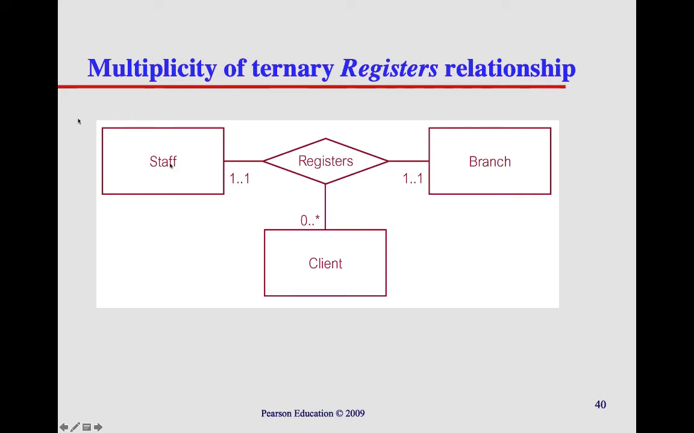Finally, how many clients could a staff member register at a branch? Well, if they're really good, they'll hopefully register lots of clients. And if they're really bad or they're not involved in client interaction, they'll register 0. So one staff member at a particular branch may register anywhere from 0 to an unbounded number of clients. Hence we write 0 to many here.